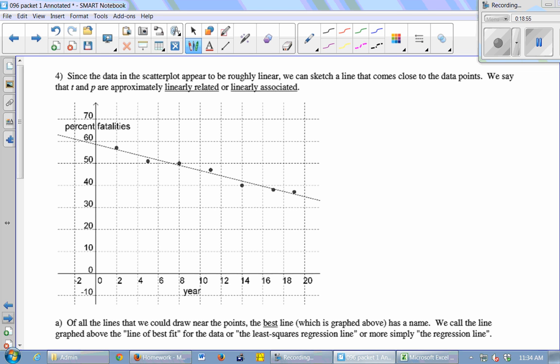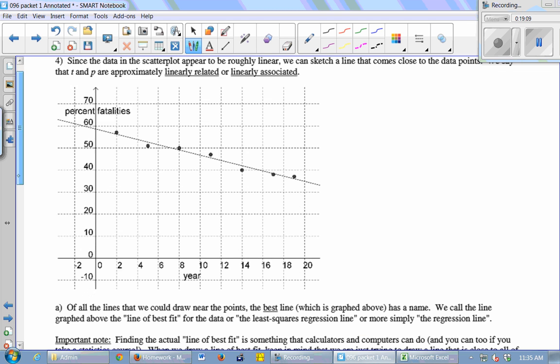Okay, so of all the lines that we could draw near the points, the best line, which is the one I graphed, has a name, and it's called the line of best fit, or the least squares regression line, or more simply, the regression line. So it's just some vocabulary that means the line of best fit.